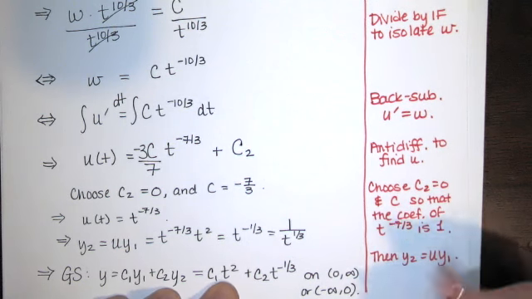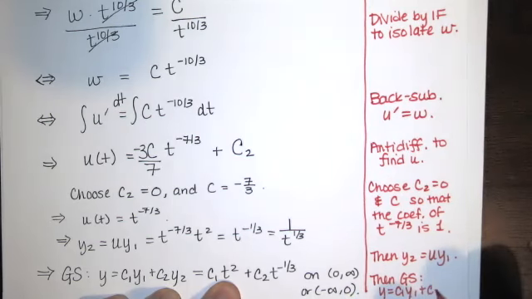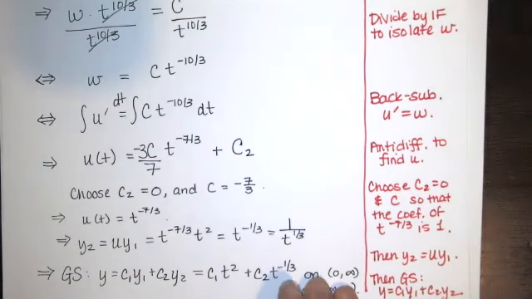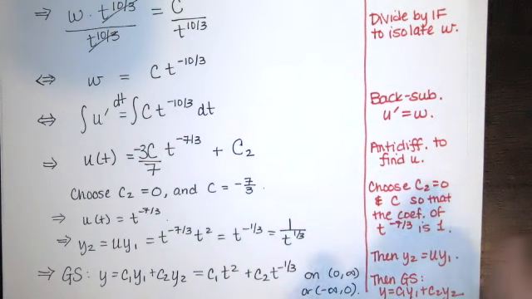So we've got y2 here, and then the general solution is y equals c1y1 plus c2y2. Okay, so that's our method. Let's go over it again just briefly now that we've got this concrete example.